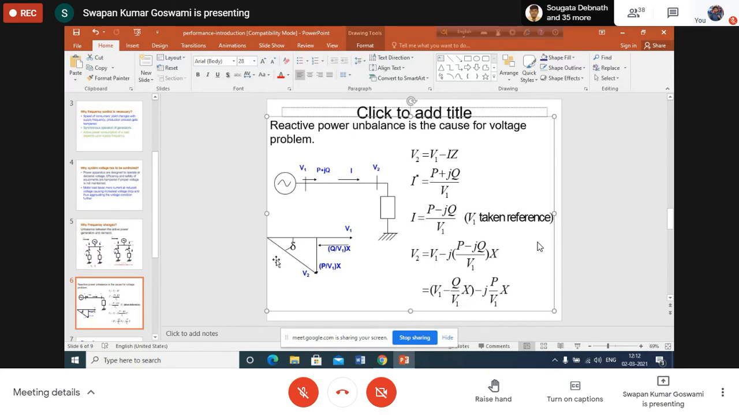Okay, so that means that is dependent upon the load. Basically, the reactive power consumption in the conductor is depending upon the load. Voltage drop in the conductor is depending upon the load.